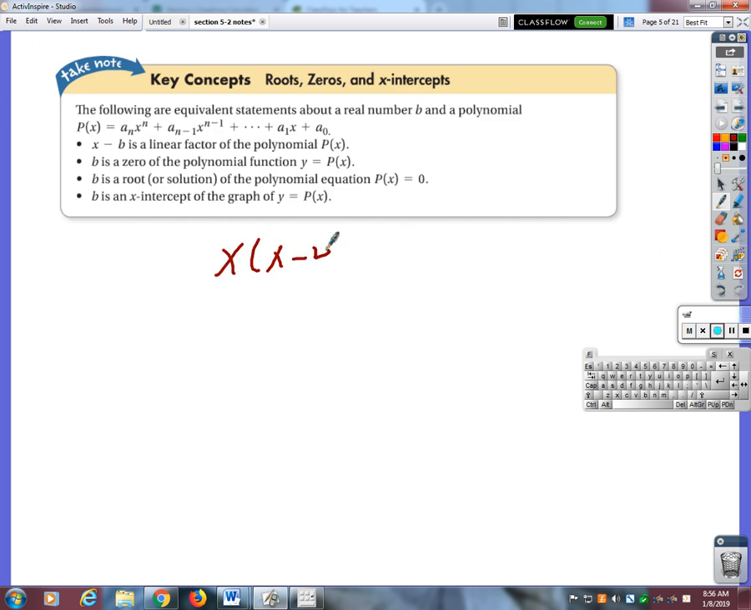All right, so the one that we did together that did factor, we factored into x times x minus 4 times x plus 3. Lots of stuff going on here, okay? Here's one thing. The first bullet says x minus b is a linear factor of the polynomial. So these are called linear factors, because we broke it down into some stuff that's all to the first power.